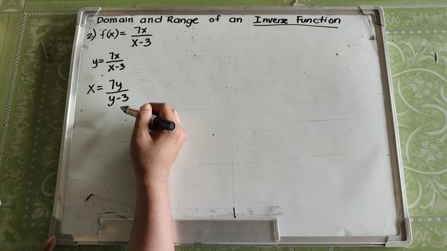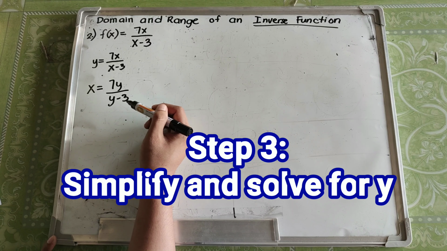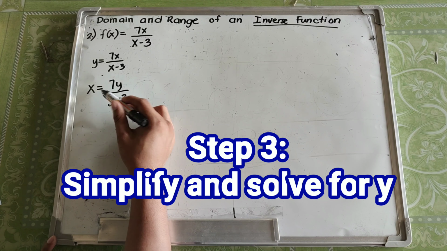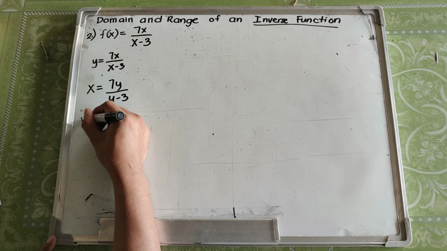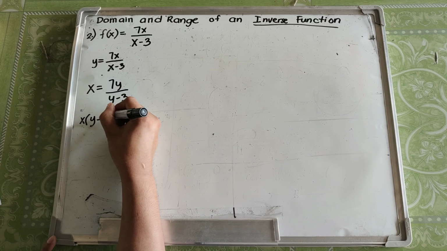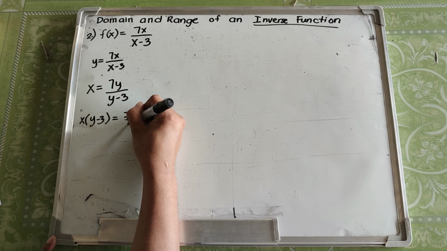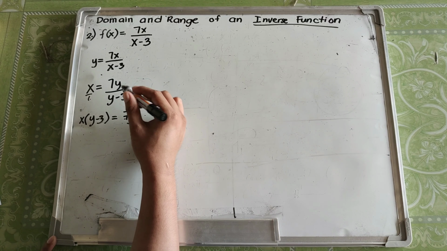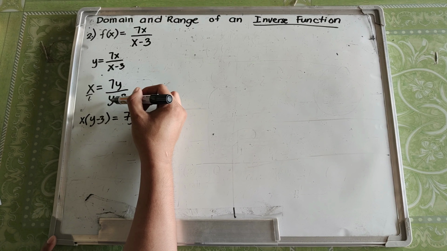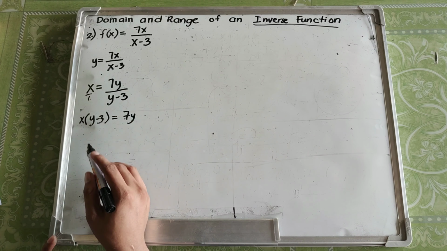Then third step, solve for y. Simplify and solve for y. Dapat isolve natin si y. So in this example, apply the cross multiplication again. So x times y minus 3 is equal to 7y. Kasi nga may denominator na 1 dito. 7y times 1 is 7y. So x multiplied by the quantity of y minus 3, kasi we applied the cross multiplication.